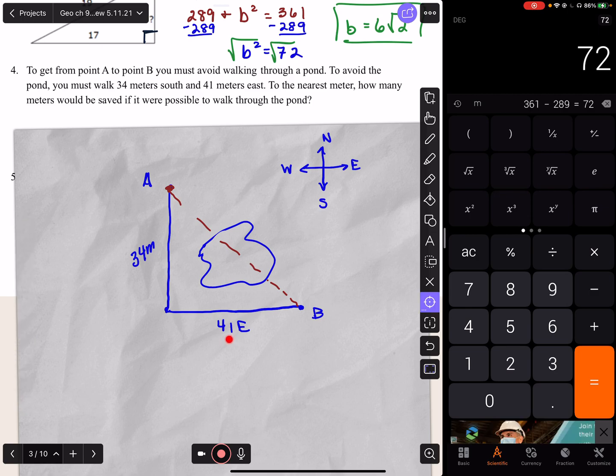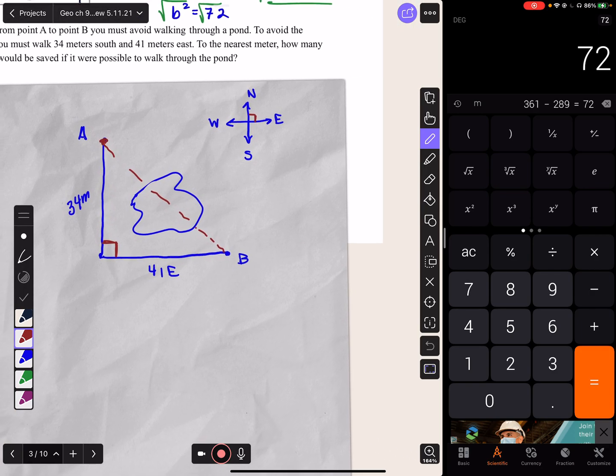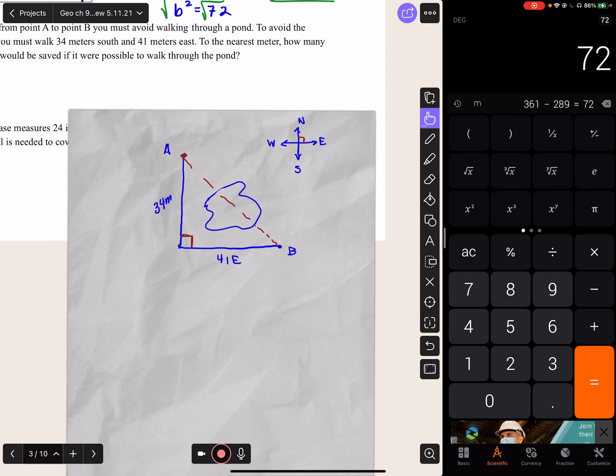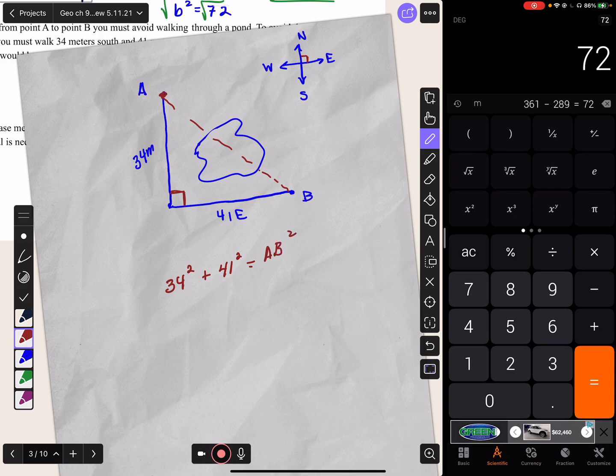Hopefully, if you do the drawing like this, you can see these are the legs of a triangle because north and east are at right angles on a compass. So north and east are at a right angle, and we can use the Pythagorean theorem now. That'll tell us how long that hypotenuse is. So a squared plus b squared, so 34 squared plus 41 squared equals the hypotenuse, which is AB squared.